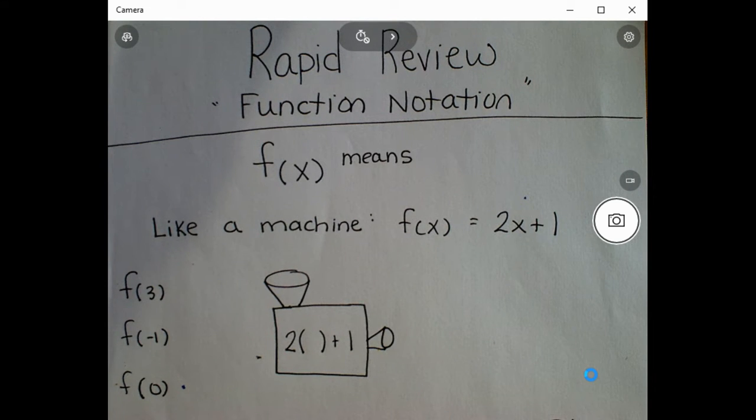Good morning. This is another one of the topics that we didn't get to in class, but that's just during this spring 2020. If you're watching this another time, you probably got to it. So we're just going to talk quickly about function notation.